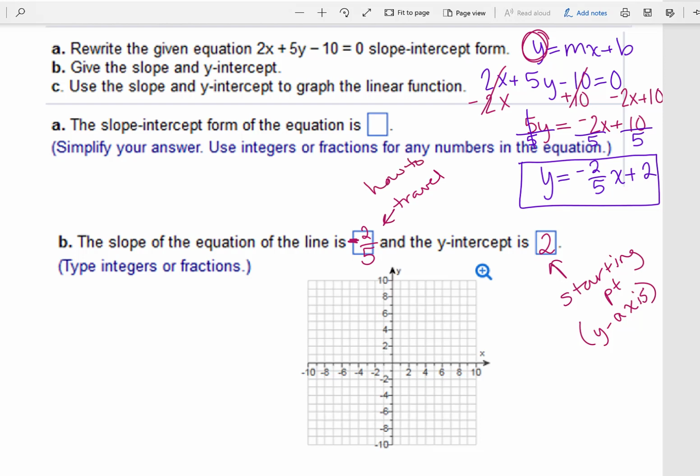Okay, so starting point on the y-axis is 2, and then it's 2 over 5, but notice that it's negative 2/5, right? So you're not going to make both of them negative, because if both of them were negative, it actually wouldn't be negative 2/5, it'd be positive 2/5, right? Negative 2 divided by negative 5 would be positive 2/5. So as long as you make one of them negative, so negative 2, so instead of going up 2 and right 5, I'm going to go down 2 and then to the right 5. Down 2 and then to the right 5.